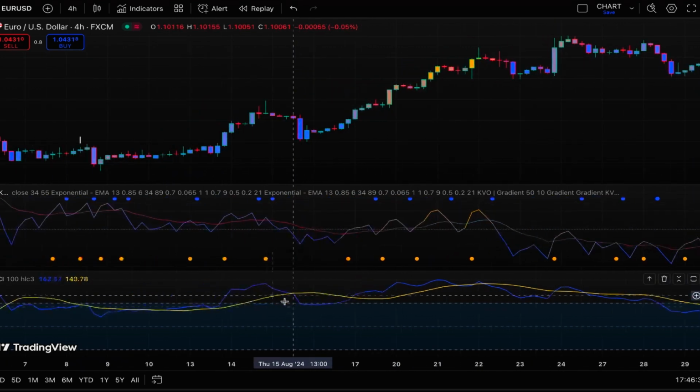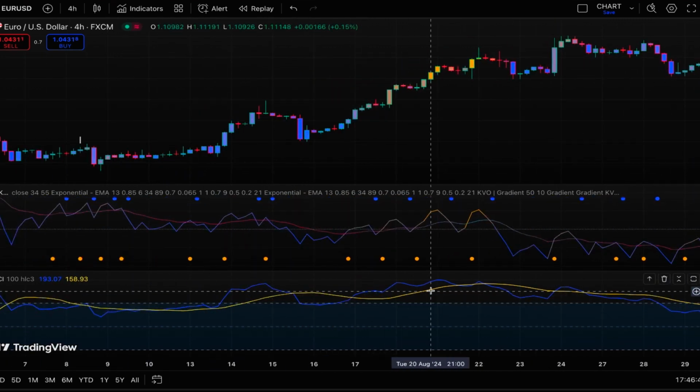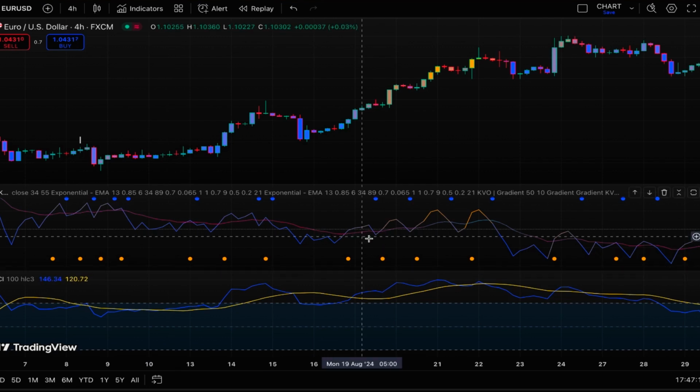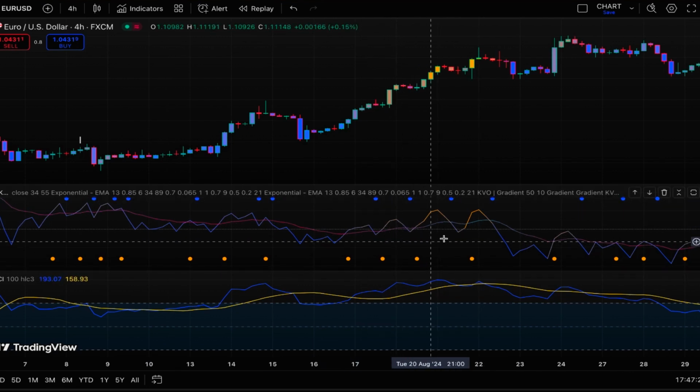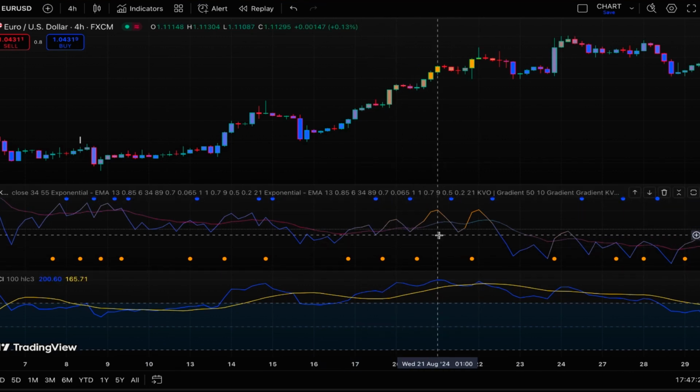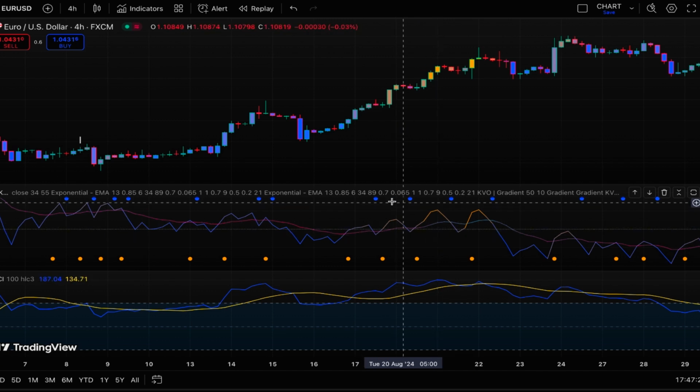For example, here, since CCI is above the center line, we only focus on buy signals. This indicator also shows these blue and orange dots when there is a crossover of oscillator line and signal line. The blue dots are sell signal and the orange dots are buy signal.